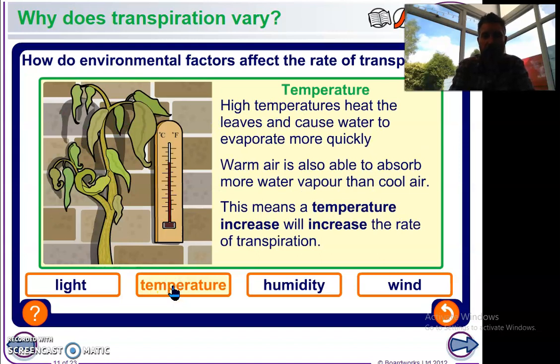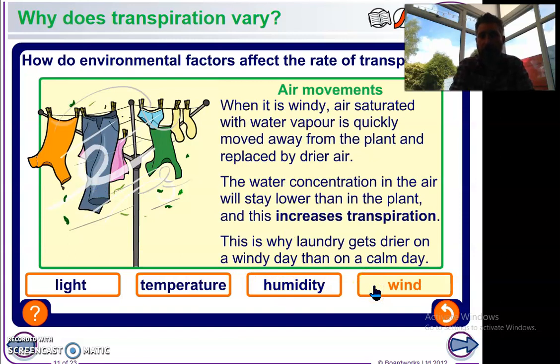Temperature obviously will have an effect on transpiration, because the higher the temperature, the more water evaporates. So that means that the rate of transpiration will increase. There'll be more evaporation at the underside of the leaf. A high wind will do the same thing, because if it's windy, that will move any evaporated water vapour away from the plant, which lowers the concentration of water vapour outside the plant, and so that's going to increase transpiration, because there's a greater concentration difference between inside and outside of that leaf.